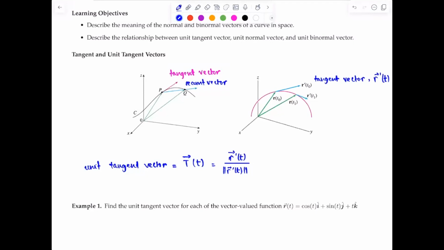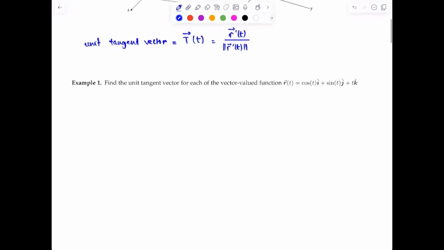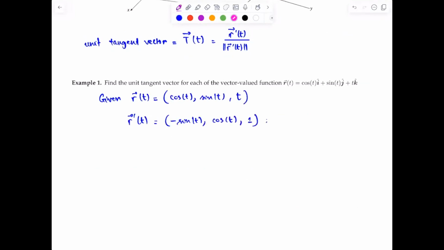Okay, so to find the unit tangent vector, again, you need to find the tangent vector first. So you take the derivative of a vector valued function. Given r of t, we have cosine of t, sine of t, comma t. You have the tangent vector to be negative sine of t, cosine of t, comma 1. So again, this is the tangent vector.